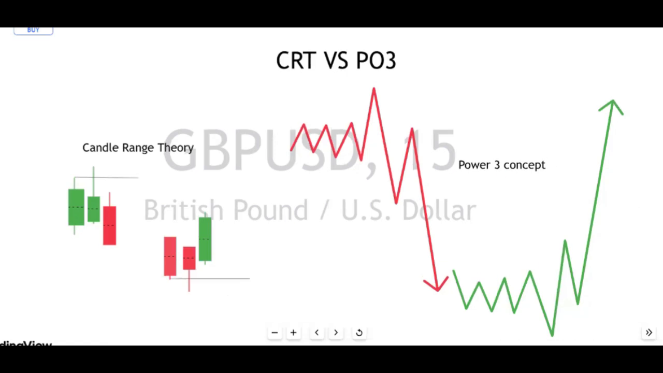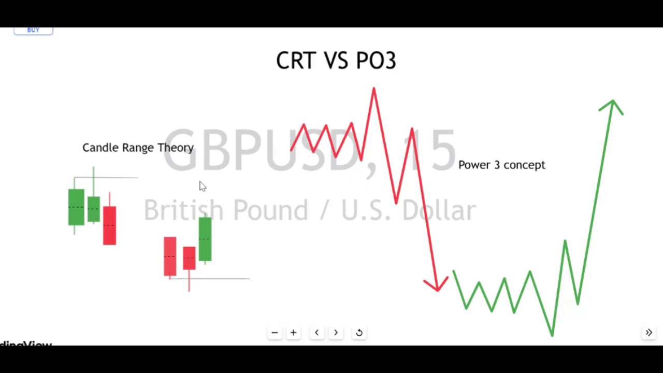Hello guys, in this episode, we'll be looking at candle range theory versus power tree concept. These are powerful concepts you can use to trade the forex market profitably. I will be sharing the similarities and the differences of candle range theory and power tree concept, and how you can use the two concepts at the same time and be successful with it.